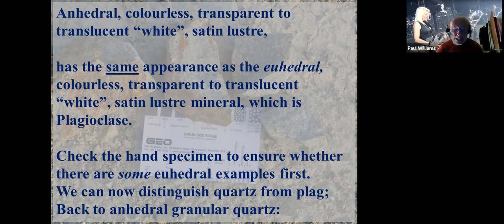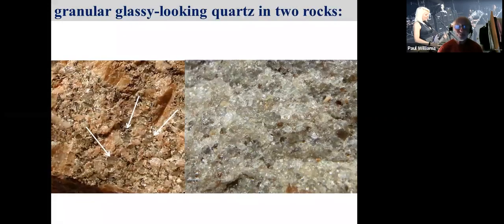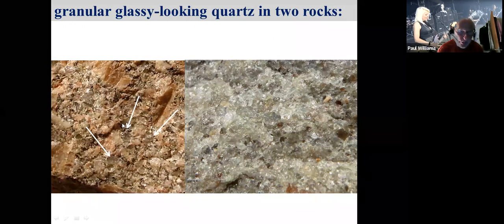Right, anhedral granular quartz. Let's go back to looking at granular, really quartz this time. This is a sample that you'll be getting very used to by now. Same one. There we've got the quartz, nicely granular.